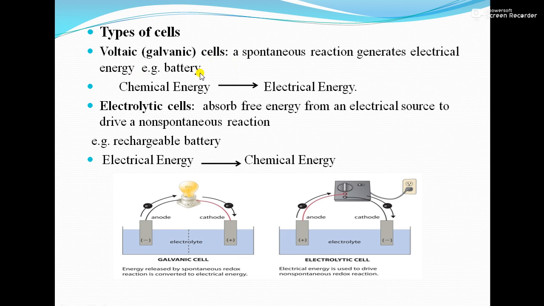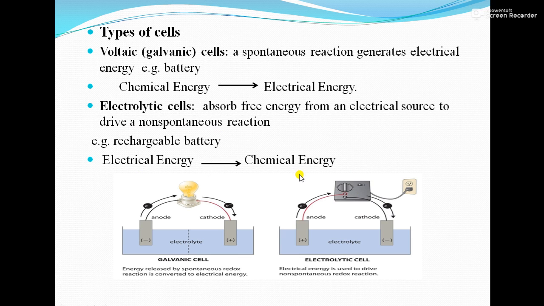For example, battery. Then second is electrolytic cell, that is it absorbs free energy from an electrical source to drive a non-spontaneous reaction. That means electrical energy is converted into chemical energy. For example, rechargeable batteries. When you charge your mobile phone, that is the example of an electrolytic cell. You plug in the charger and store that electrical energy in the form of chemical energy.